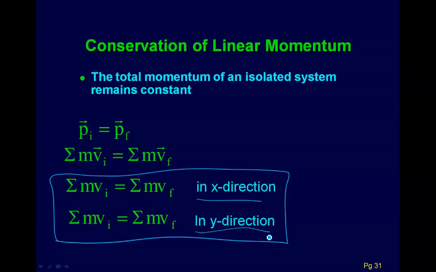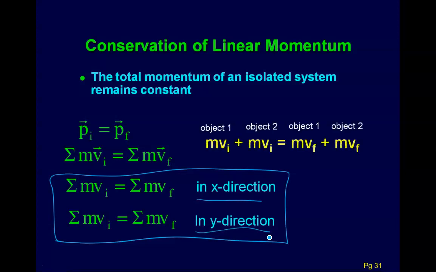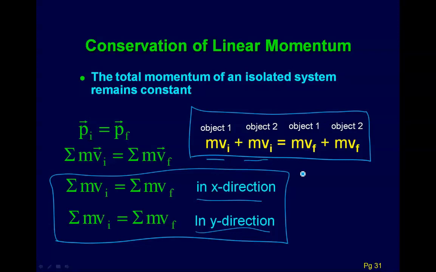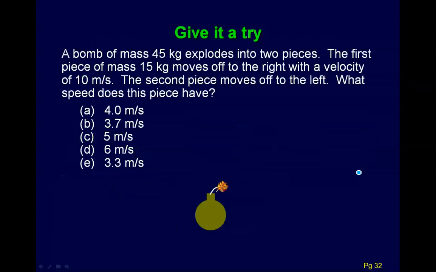Again, the tricky part is going to be when you can use them. A short rule here: probably at least half of our momentum problems, if not more, will depend on only two objects. When that happens, you just write out mv initial for the two objects and mv final and set those equal. And of course, if there are three, you just add another term on each side. All right, so let's look at some examples.